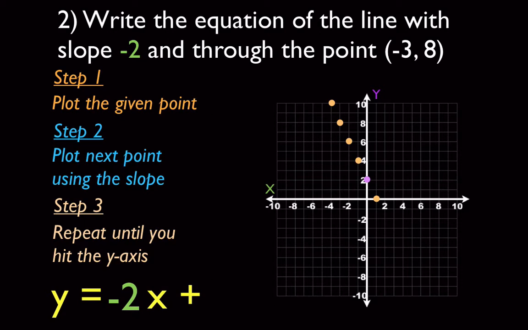It hits right there at 2, which means my equation of the line is y = negative 2x plus 2. That 2 is coming straight from the graph.